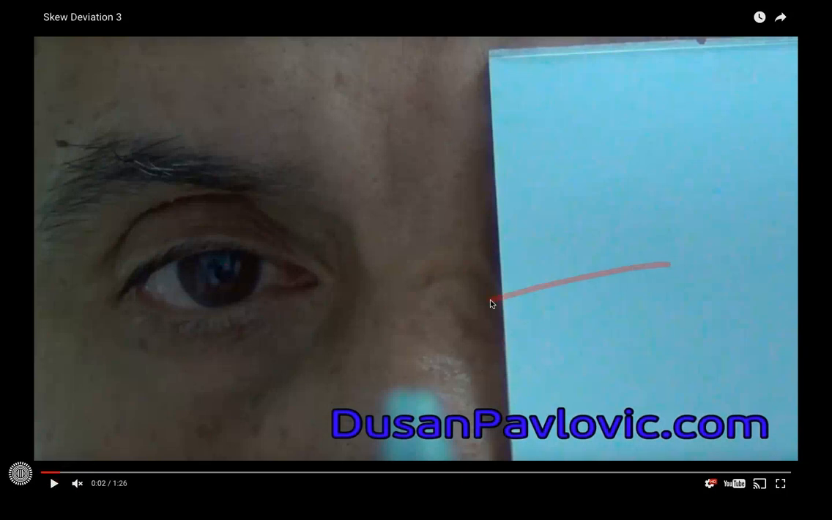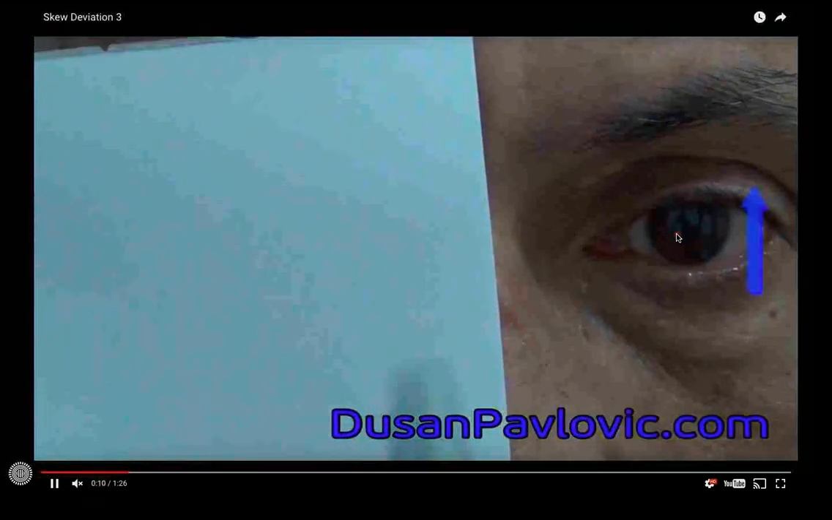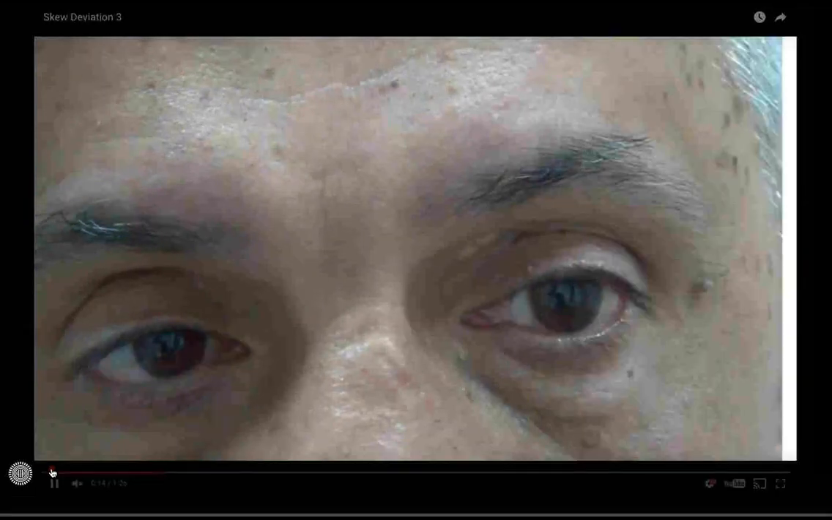When we pull away the cover, we're going to see if that eye moves. So as we pull away the cover, look to see if the eye moves. Pull away the cover, look to see if the eye moves. So you can see that the right eye depresses and the left eye elevates. And I'll show you that again.